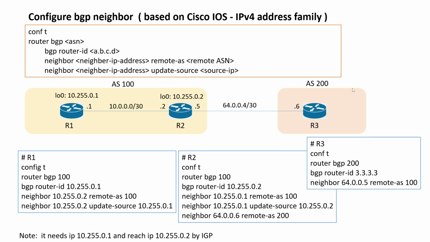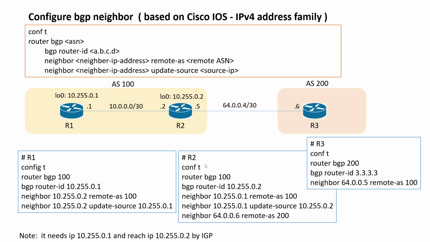So take a look at this diagram. We have AS100 and AS200. Between AS100 and AS200, we have an eBGP setup like this. First, take a look at the eBGP setup. The eBGP setup is on R2 and R3.